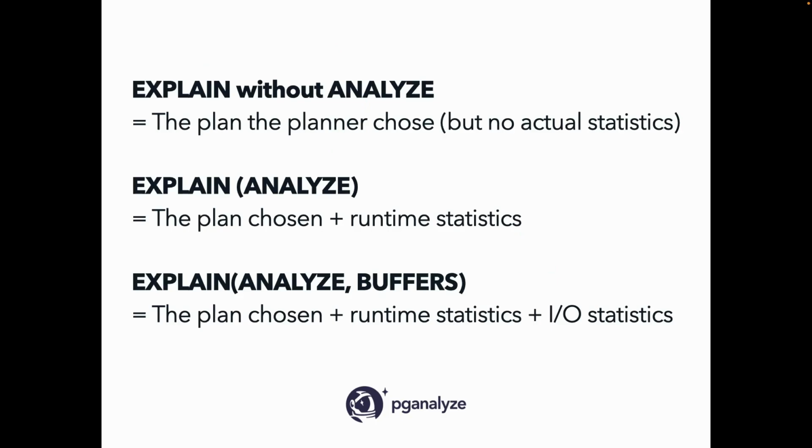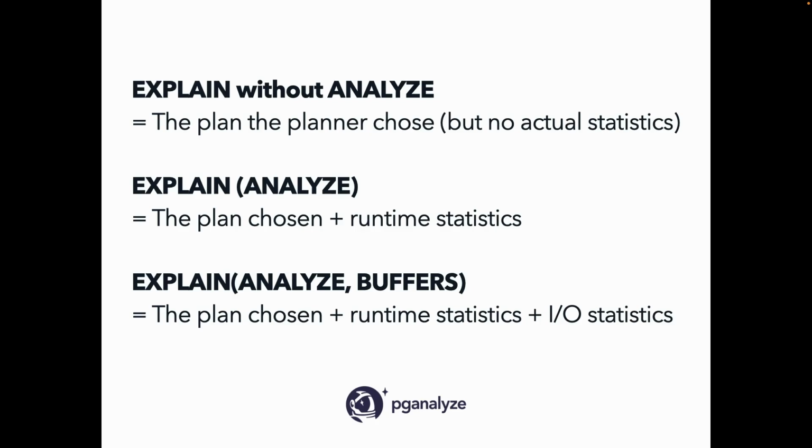So quick TLDR, if you're not familiar: explain without analyze shows you the plan the planner chose, but it doesn't actually show you the statistics of what happened in the actual run, right? It doesn't actually run the query. Explain analyze gives you the plan chosen plus runtime statistics. Explain analyze buffers gives you the IO statistics as well.